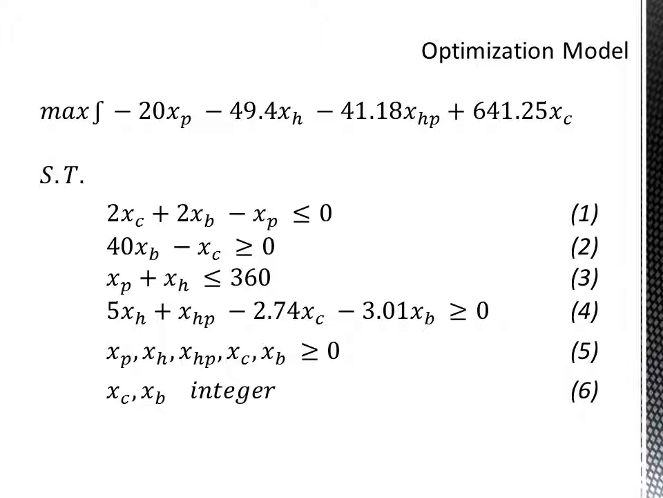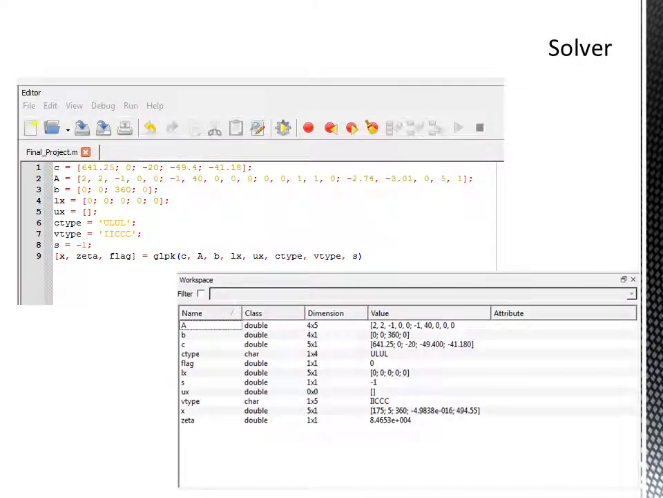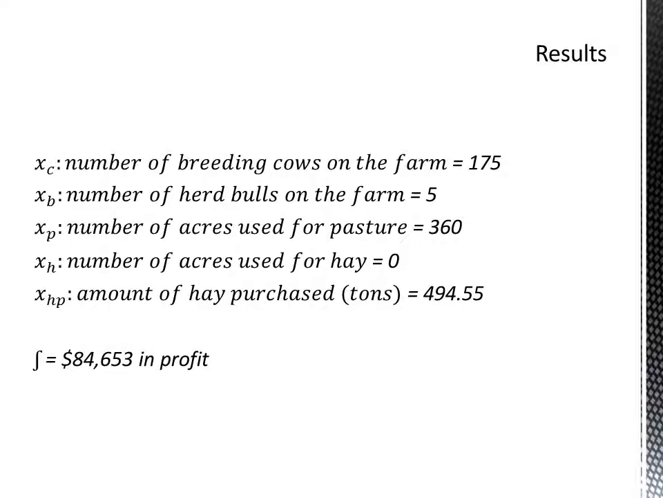Combining the previous decision variables, objective function, and constraints gives the following optimization model for cattle on my family farm. For my model, I used Octave GLPK to solve the optimization. Here are a couple quick shots of the inputs and outputs. The results from Octave are as follows.